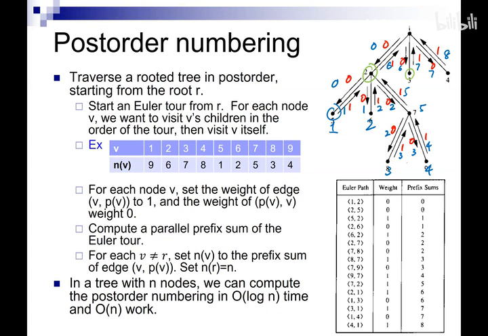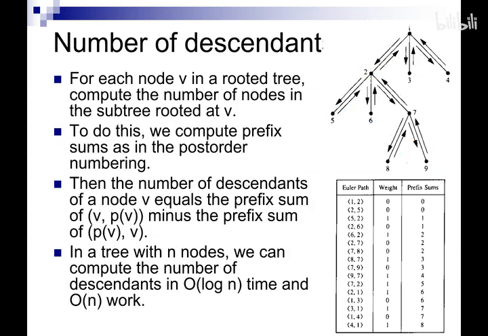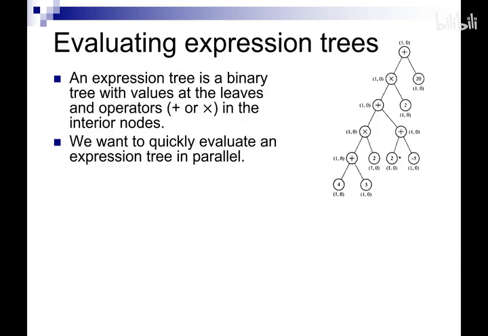So this is in general how we're going to compute the number of descendants. And again, this is going to have the same log n time and order n work. All right. So we see that by applying this Euler tour technique and the prefix sum, we can actually compute many of these useful properties about the tree.